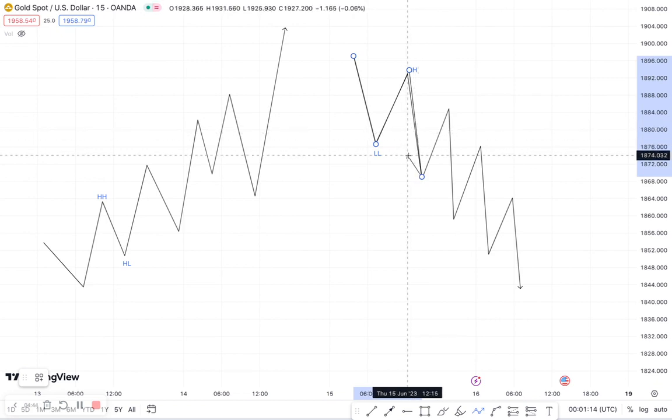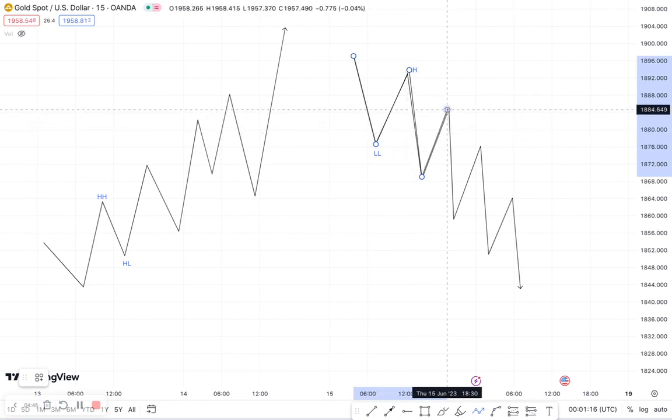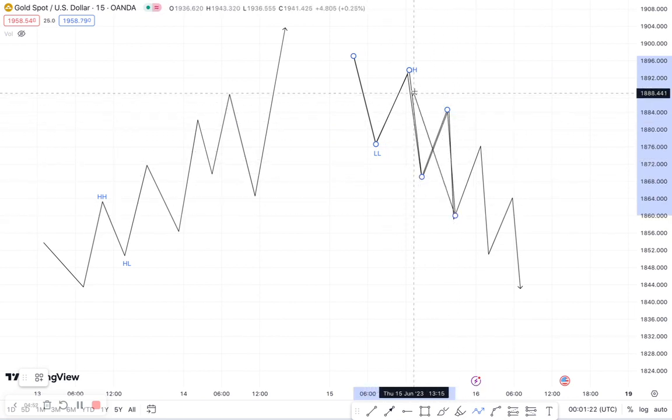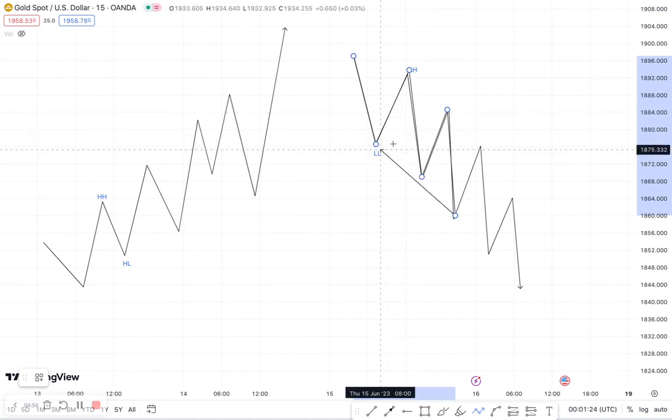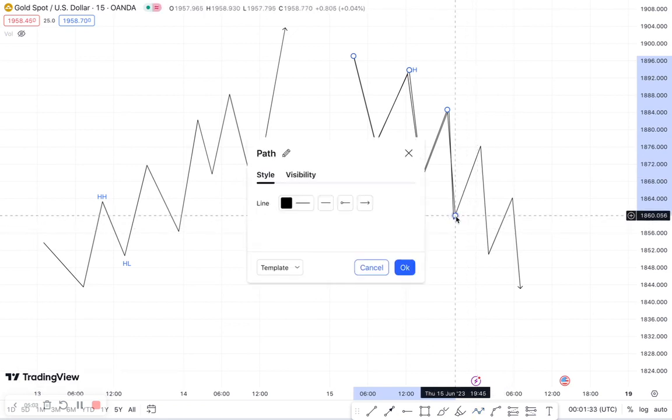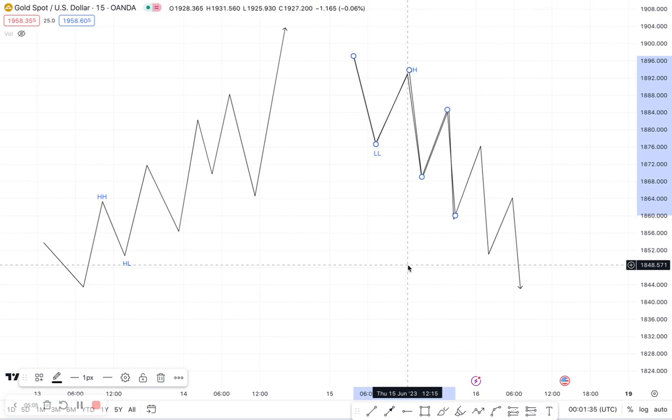Then we had the market pushing up again, failing to break this high, and pushing down, breaking this low. Anytime the market is breaking our most recent lows, that is lower low, lower low, lower low, it simply means that we're in a downtrend. In this situation, we'll be looking for sell opportunities.